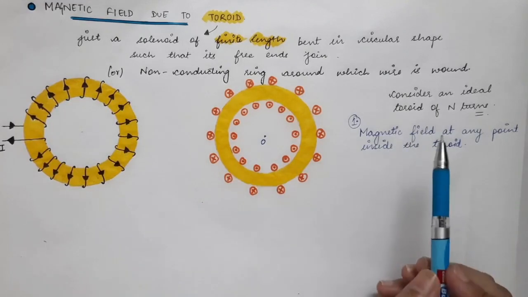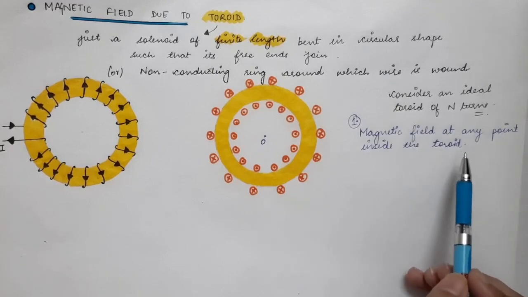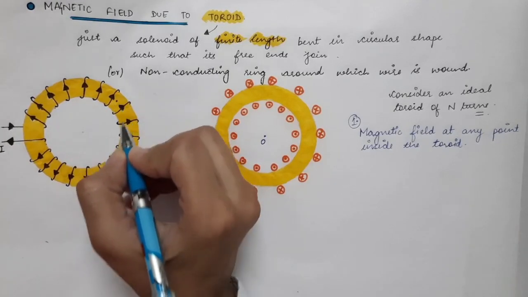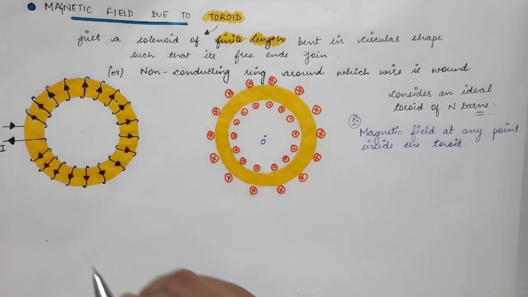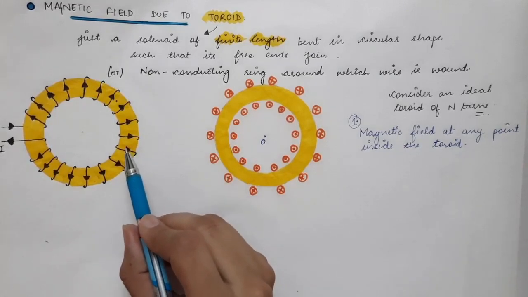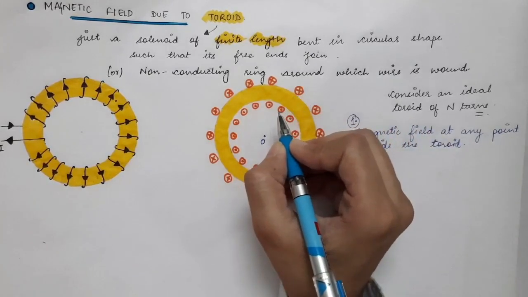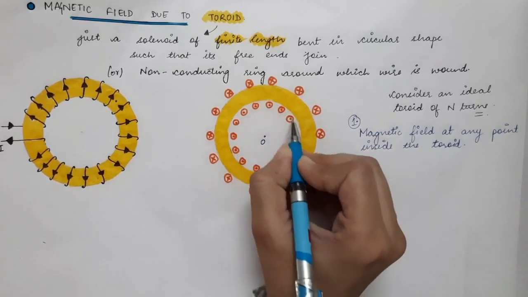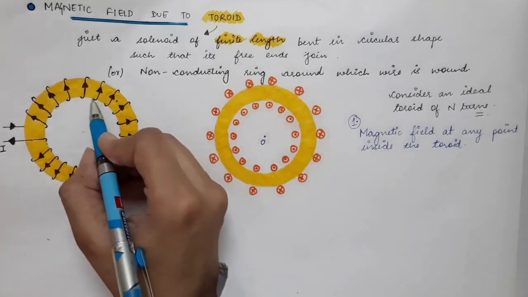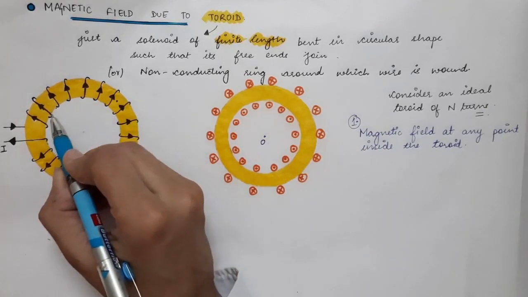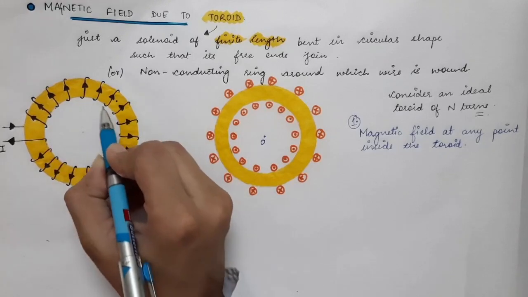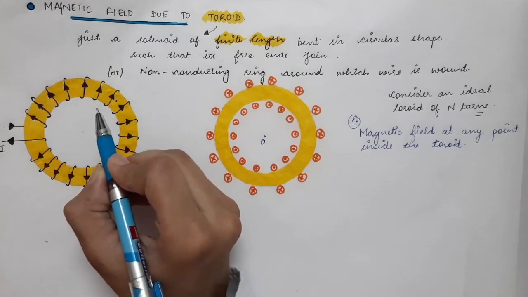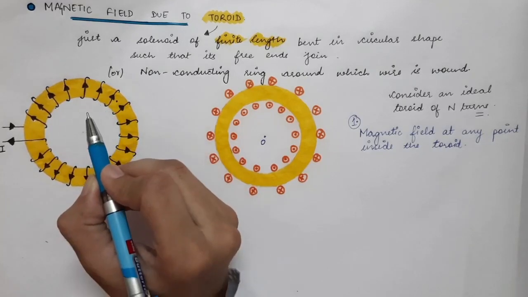Now we want to find out the magnetic field at any point inside the toroid. So let's say we want to find magnetic field at this point inside this toroid. I have drawn the same diagram over here. Here you can see that the current close to the inner edge of the toroid is directed towards us. So it is pointing in the outward direction.